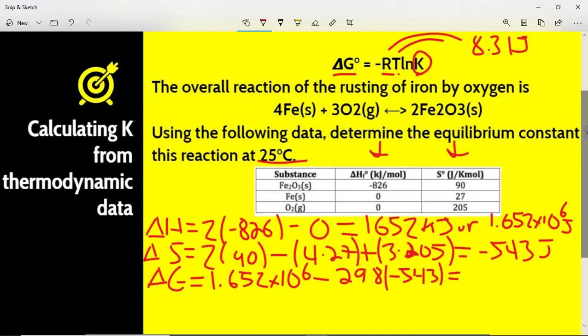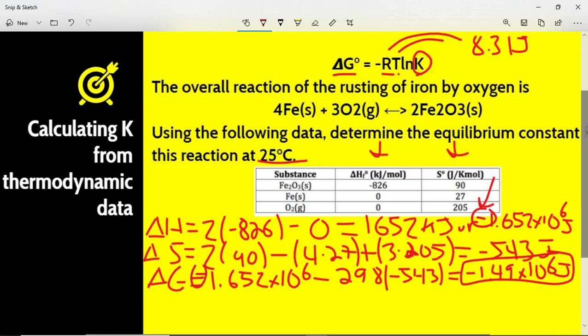Plug all that in and get our delta G value. I mean negative 1.49 times 10 to the 6th joules. It's our Gibbs free energy. Okay. I do apologize earlier. There should be a negative sign on this first one here. I did leave that out, but I do apologize.